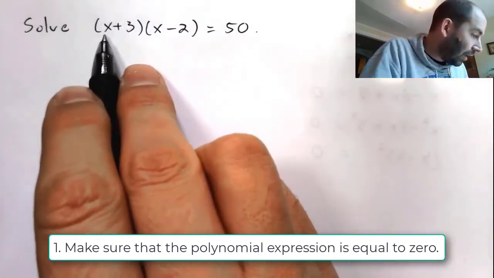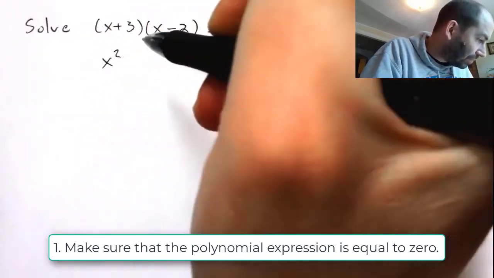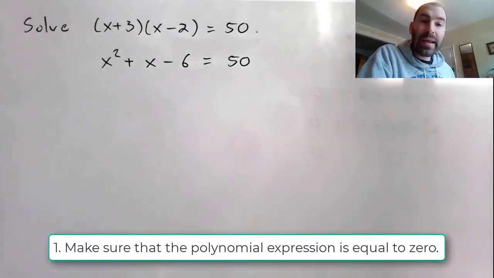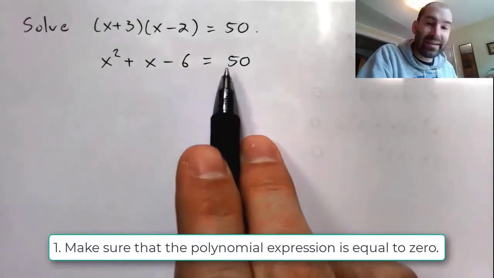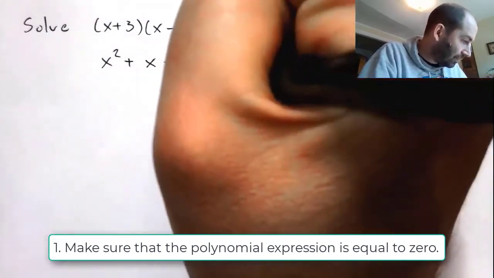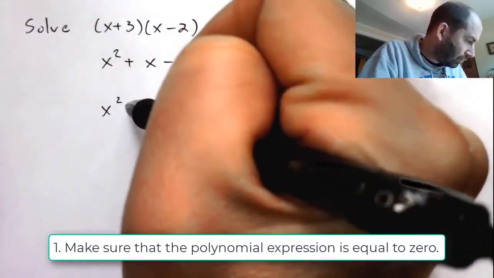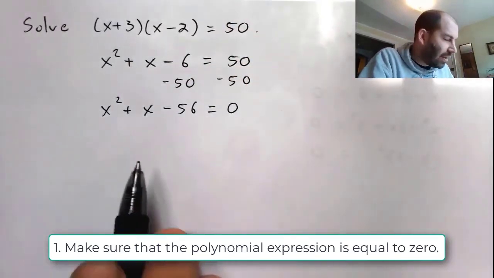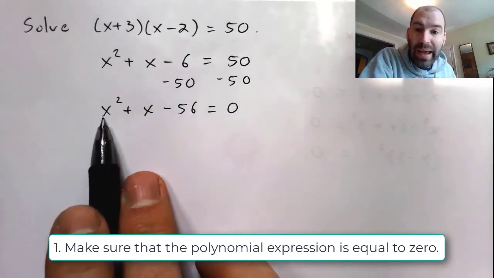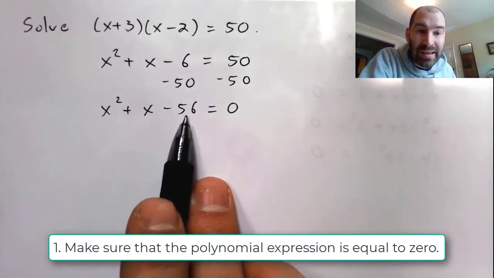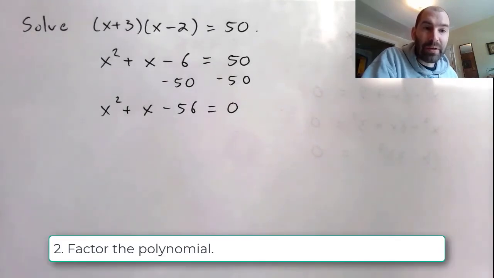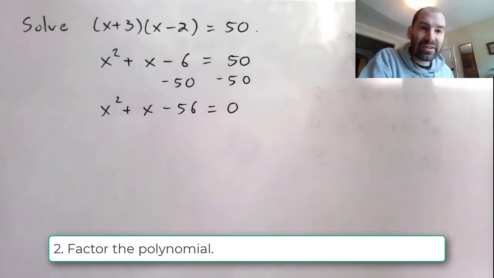All right, so what do I get when I multiply this out? Okay, now I'm going to subtract 50 from both sides. Okay, so now I've got a polynomial in its standard form, ax squared plus bx plus c equals 0. Okay, so now I want to go to step 2, factor the polynomial. So pause the video, let's factor this, and we'll check our work together.